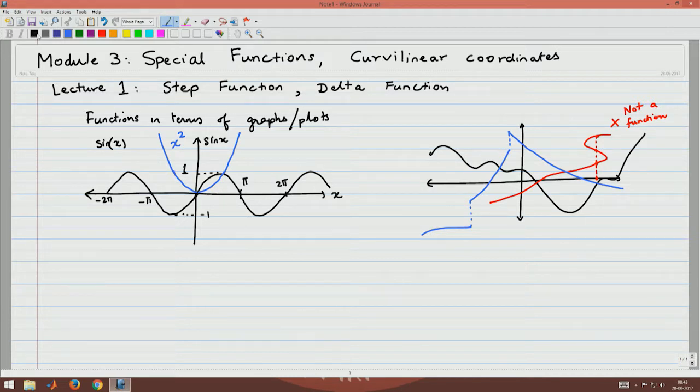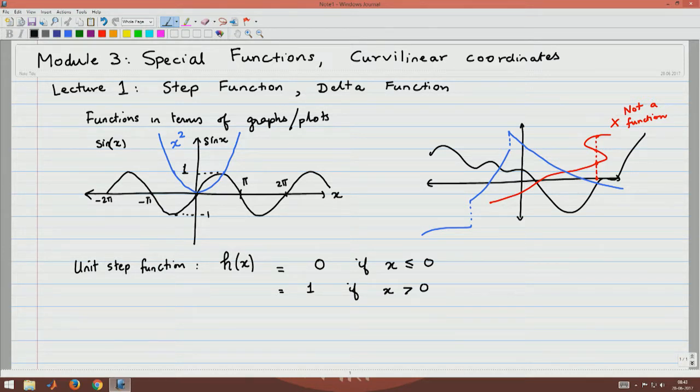Now let us come to the step function. I will call it the unit step function, and I will call this h of x. h of x is defined as equal to 0 if x is less than or equal to 0 and equal to 1 if x is greater than 0. Just from the definition of the function, you notice that at x equal to 0 there is a discontinuity. Now we can make a plot of this function. The plot of this function will look like this.